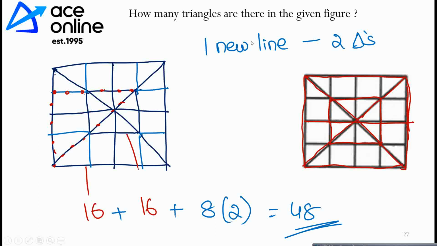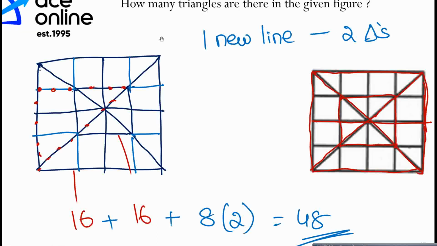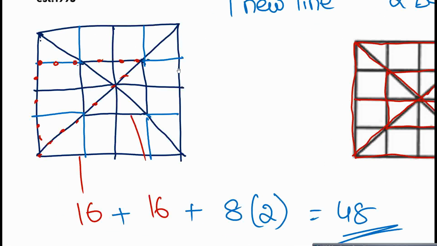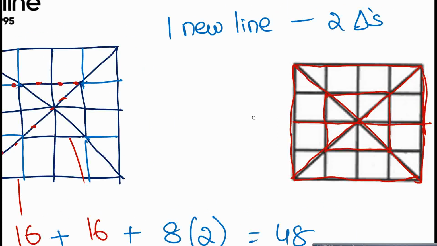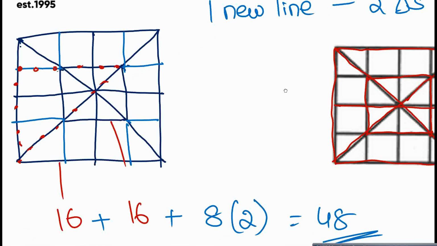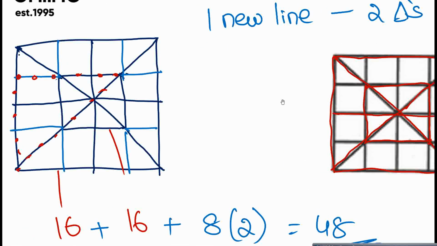Then only that right side shape will come. You see now, the left side shape is the same as the right side one, but with those 8 lines: 1, 2, 3, 4, 5, 6, 7, 8. 8 into 2, 16. So 16, 3 times 16 is 48. One new line, two triangles generated. So 32 plus 8 into 2, we got altogether 48. Clear?